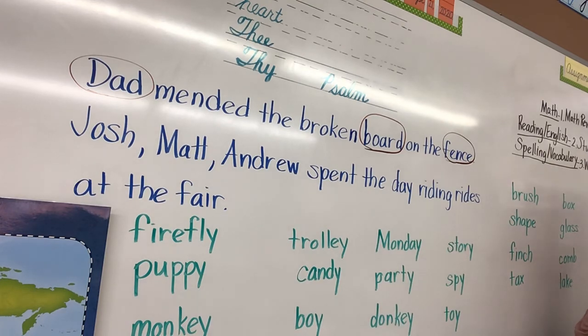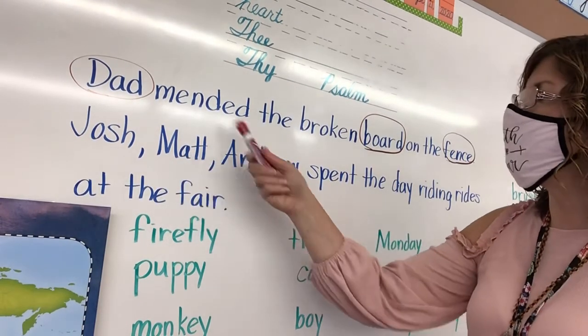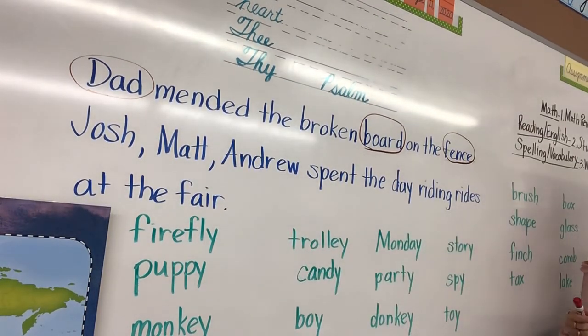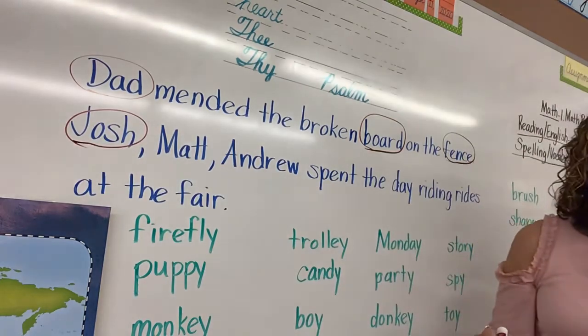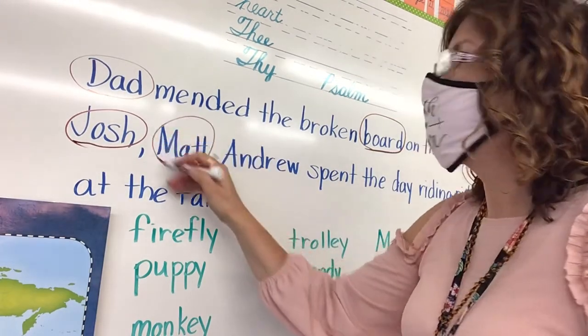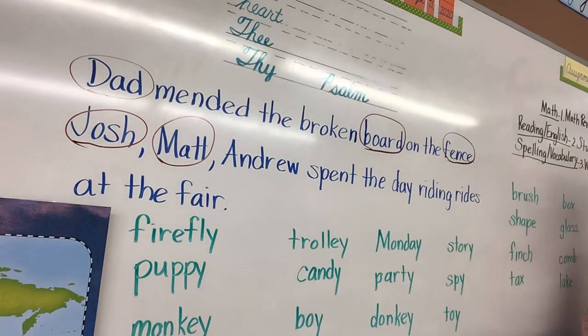All right, let's read the second sentence. Josh, Matt, Andrew spent the day. I forgot the word and. It's supposed to say Josh, Matt, and Andrew. My bad. I'm not going to fix it now. Josh, Matt, and Andrew spent the day riding rides at the fair. So, what are the nouns? Give me one. Josh. Josh is a person. Matt. Matt is a person. Andrew. Andrew is also a person.